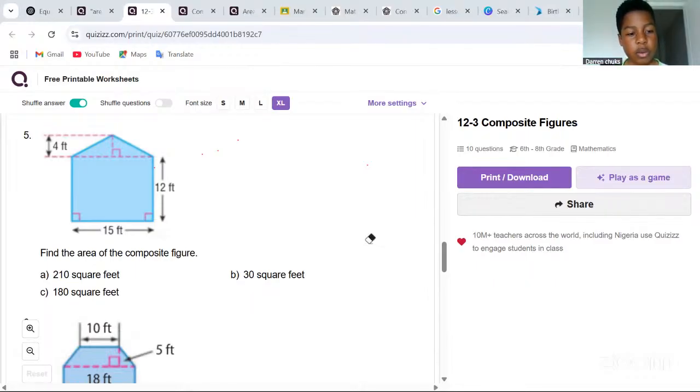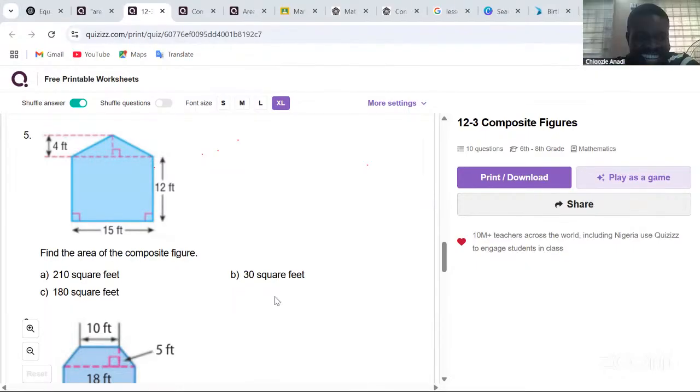Two hundred and, very good. I'm with you here. 210 square feet. That is absolutely correct. 210 square feet. Good job. Can you hear me, Darren? Yeah. Okay, very good. 210 square feet is your answer once you calculate it.